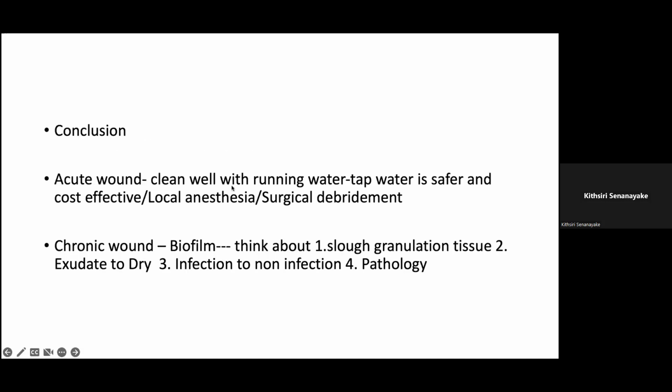And in conclusion, for acute wounds, please clean well with running water. Tap water is safer, don't be afraid. And please use local anesthesia. And for the chronic wound, think about the biofilm, think about the slough to granulation ratio and exudate to dry, whether it is infected or not, and please think about the pathology.